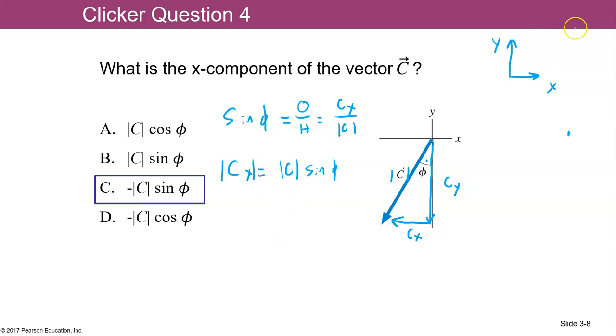This is just the magnitude of that x component. And if we look over here at our x and y, this is very obviously pointing in the negative x direction. So if we were to represent this vector, I would then call it negative magnitude of the vector c times sine of phi. And of course, I could also go through and do the same thing for the y. So make sure that that makes sense to you.